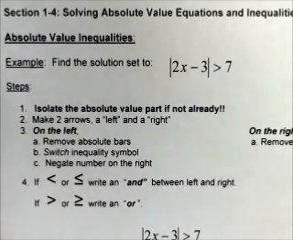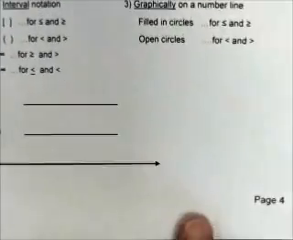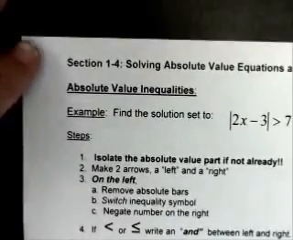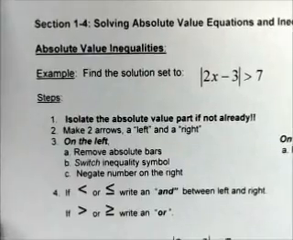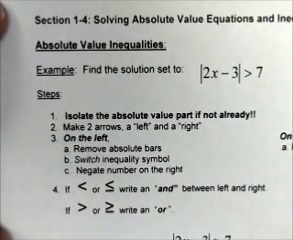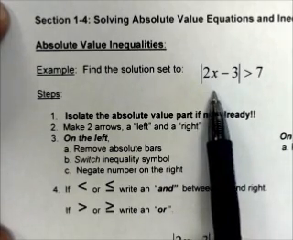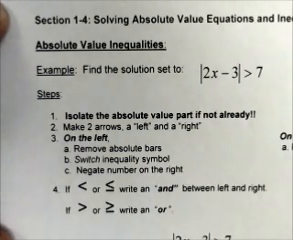Today we're going to cover pages 4 and 5 of our Chapter 1 notes packet. All right, so starting on page 4, we're going to look at absolute value inequalities. For example, we want to find the solution set for the absolute value of 2x minus 3 greater than 7.